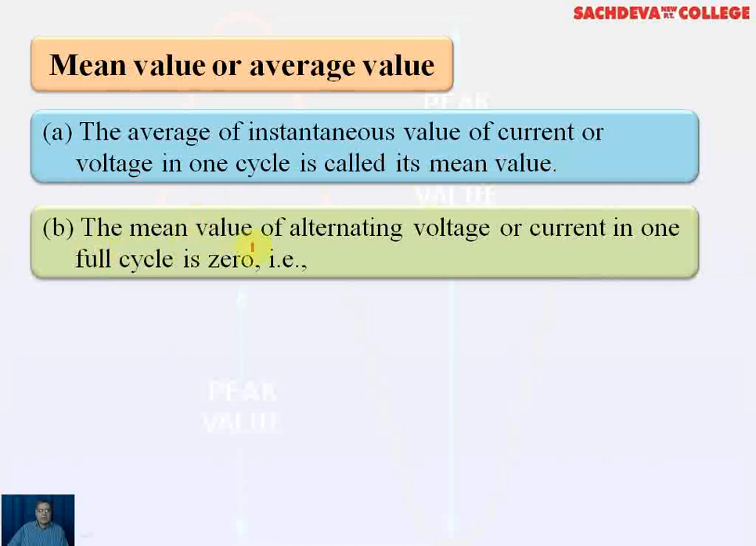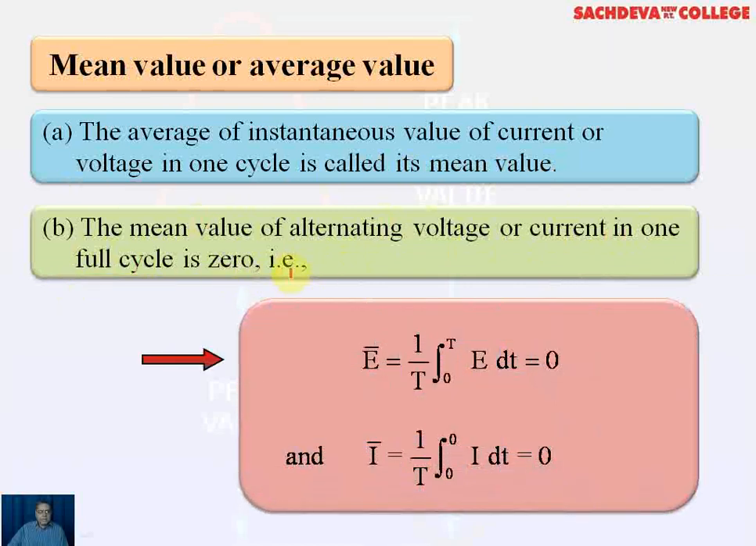The mean value of the alternating voltage or current in one full cycle is 0. Now, if we wanted to find the mean value or the average value, its symbolic representation is bar E. And bar E is calculated by taking 1 over T integration of the function e dt from limits 0 to T, and that will be found to be 0. Similarly, for the mean value or average value of current, we will write 1 over T and integrate the function from 0 to T, I dt, that is equal to 0.